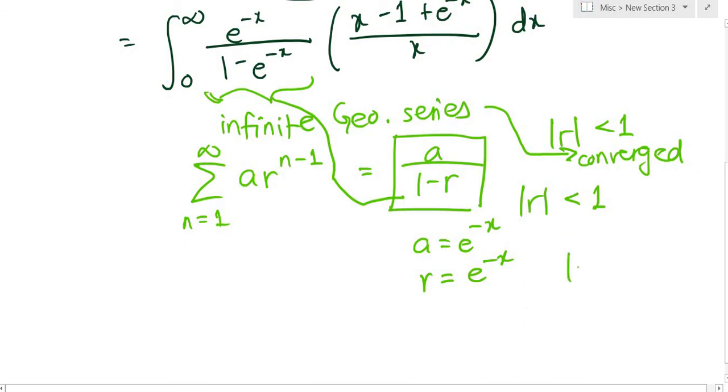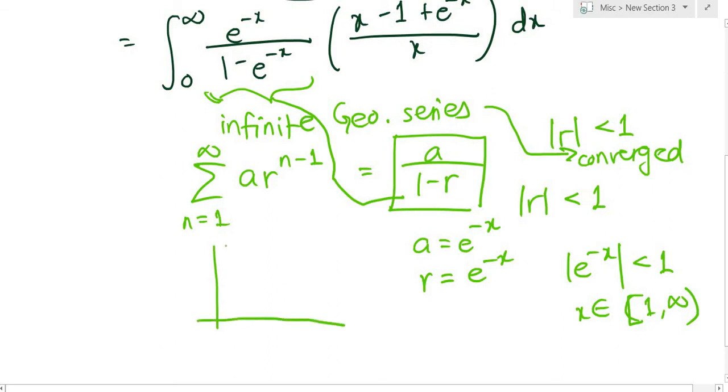Well, the absolute value of e raised to negative x is always going to be less than 1, especially on this interval of say x belongs to 1 comma infinity. On this interval e raised to negative x is always going to be decaying, right? Because if you remember the graph of e raised to negative x, it's this decaying function. And at x equals 1, if you plug it over here, we have 1 over e.